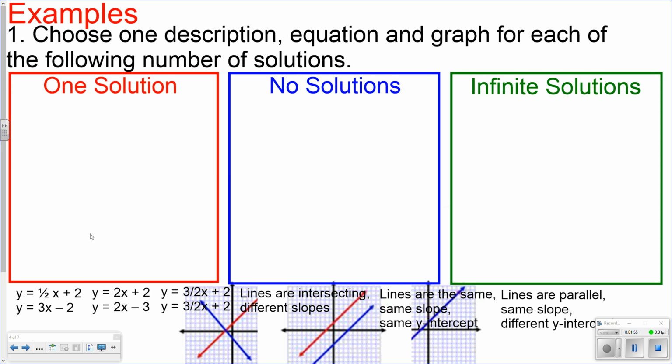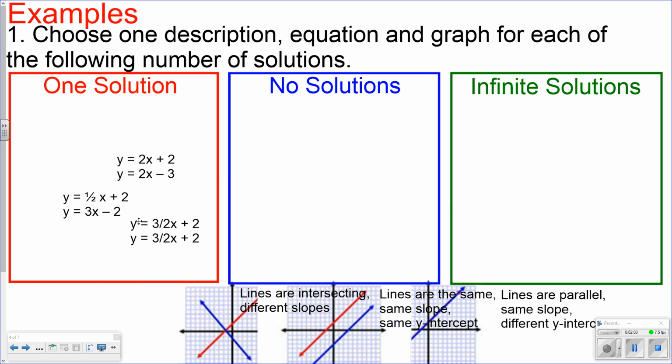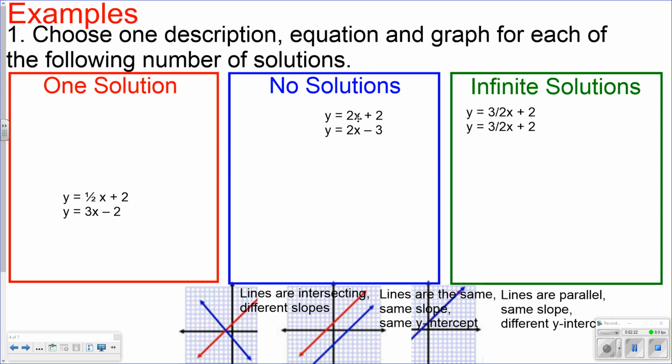So choose one description, equation, and graph for each of the following number of solutions. We'll pull up these three sets of equations, and let's decide if it's one solution, no solutions, or infinite solutions. Well, to me, this is the easiest one here because they're exactly the same line. So if I graphed them, one would be on top of the other. No solutions means that the lines are parallel, which means they have the same slope but different y-intercepts. And that leaves this one that has different slopes and different intercepts.